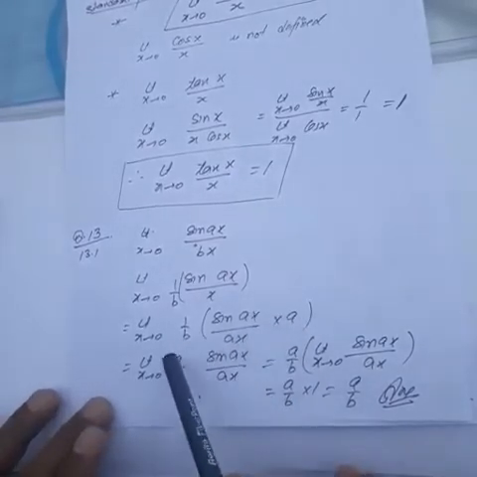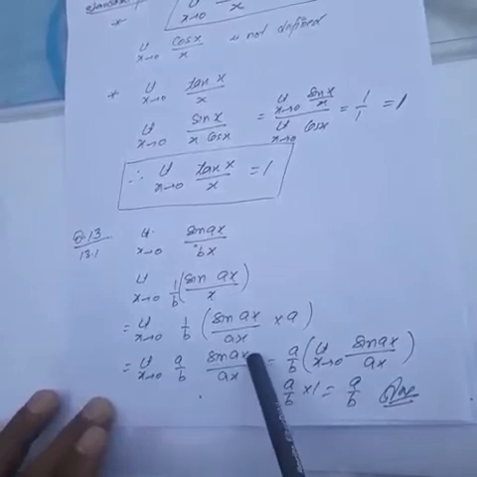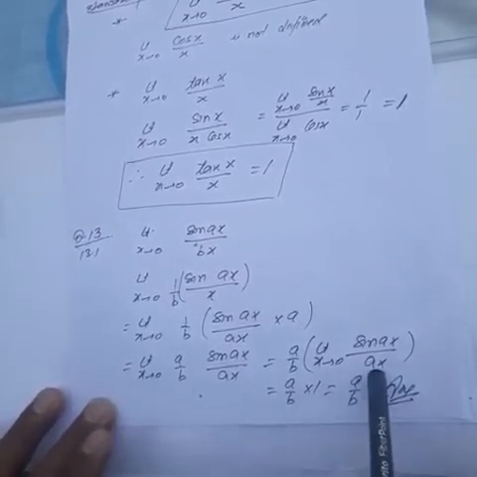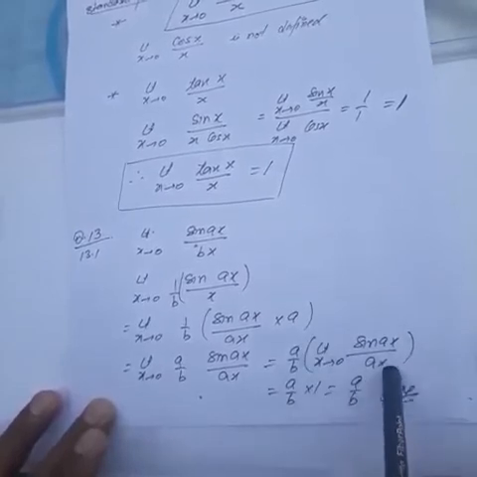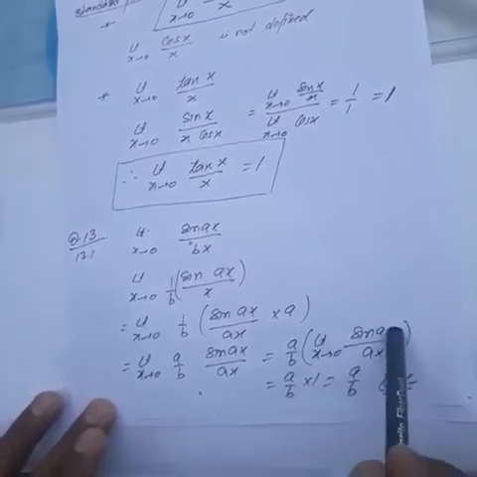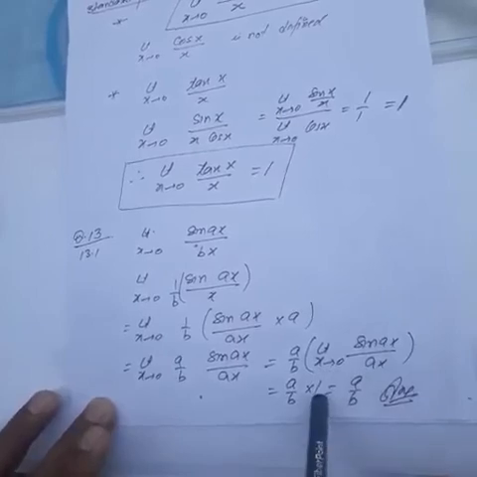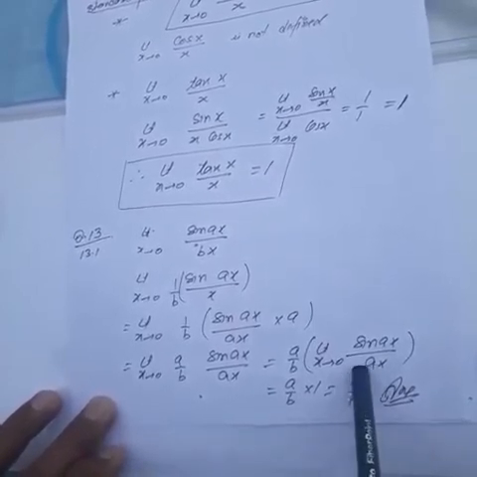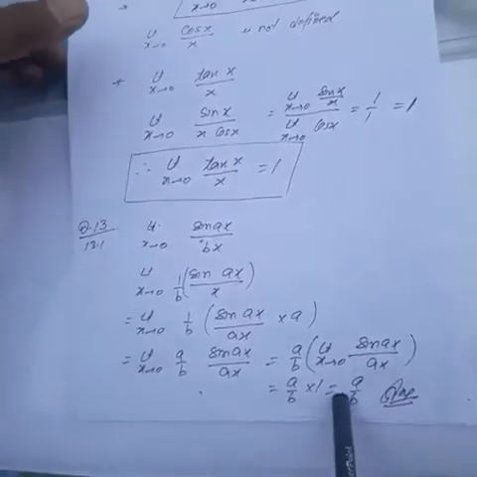So limit of a upon b, sin ax upon ax when x tends to 0. You can write the limit like this, and this is the standard form. Now this is equal to 1. So a upon b into 1, and the answer is a upon b. So a upon b is the answer.